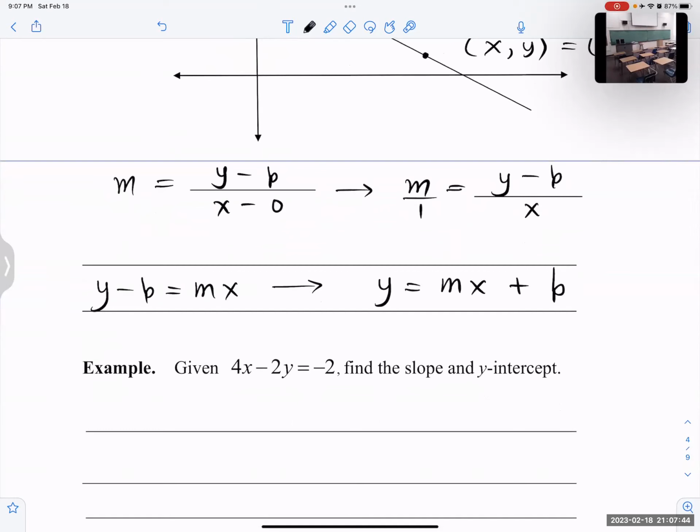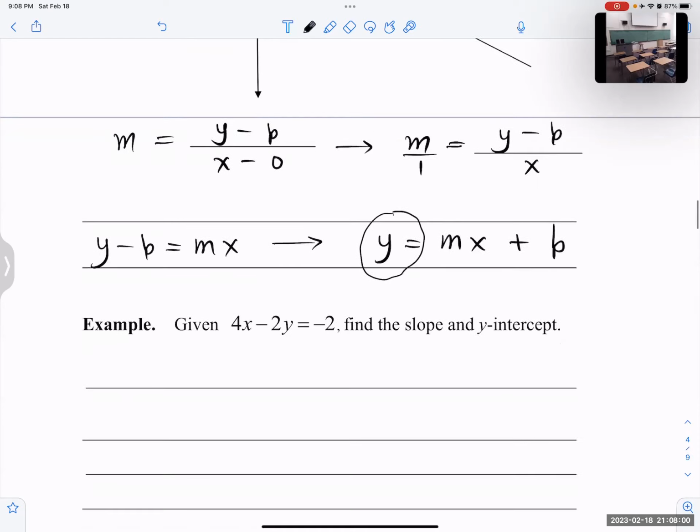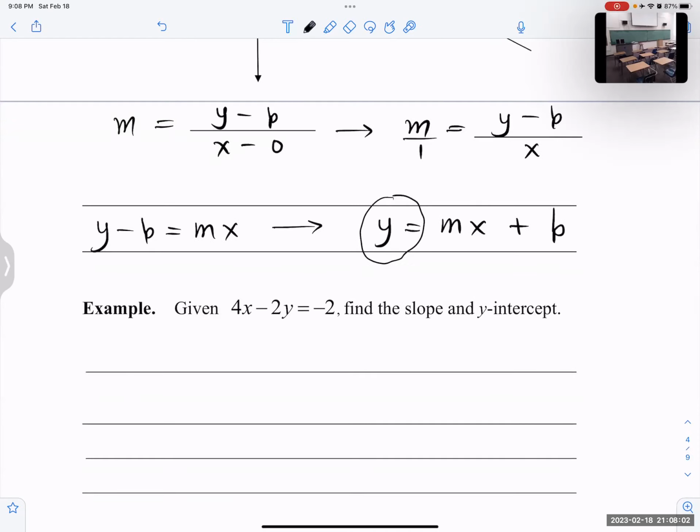Example, given 4x minus 2y equals -2, find the slope of the line and the y-intercept. So just as above in the middle of the screen, the equation is solved for y, or y is isolated. We take this given equation and isolate y, and we can figure out the slope. It's going to be the coefficient of x, and the y-intercept is b. So first step is to subtract 4x from both sides.